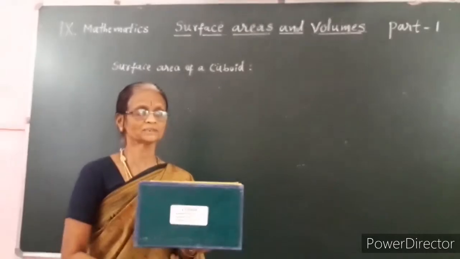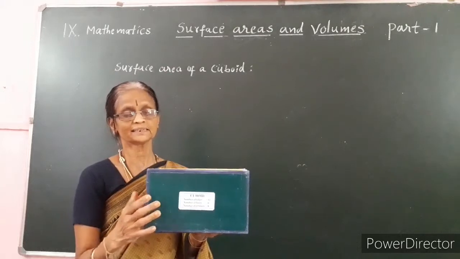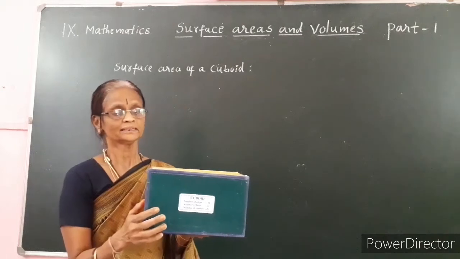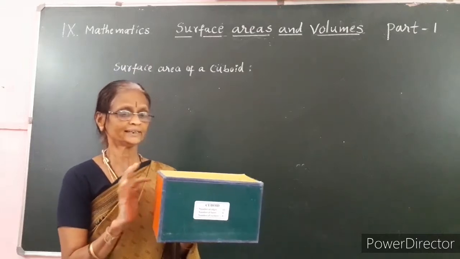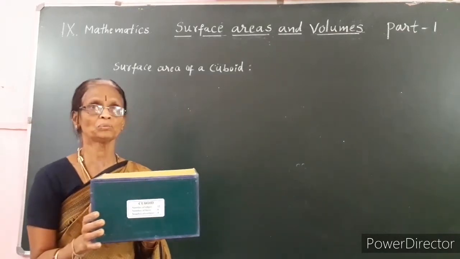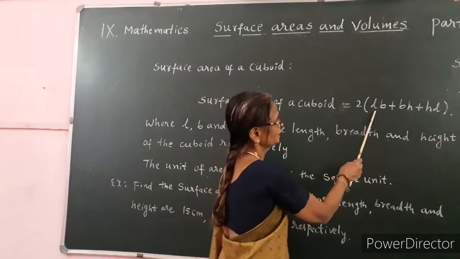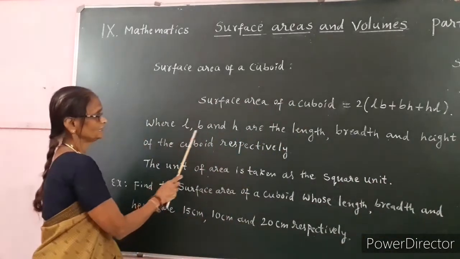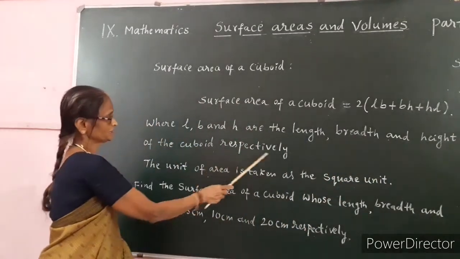Let us consider the outer surface of the cuboid. The outer surface of the cuboid has 6 rectangular faces, whose areas can be determined. Finding the areas of each of the 6 faces and adding all of them will give the surface area of a cuboid. The formula for the surface area of a cuboid equals 2 into (L into B plus B into H plus H into L), where L, B and H are the length, breadth and height of the cuboid respectively.